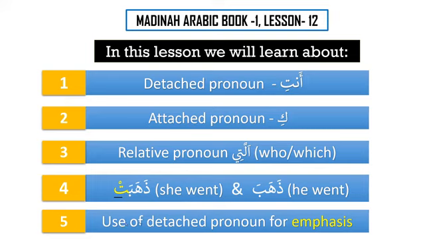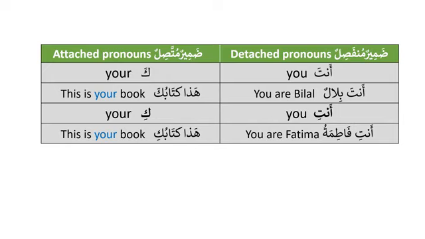And also we will see that sometimes the detached pronouns can be used for the purpose of emphasis. So let's begin. We have learned already that anta means you, and it is used for the second person masculine singular. And when we use the attached pronoun, we use ka. For example, anta bilalun, you are Bilal. Hadha kitabuka, this is your book.